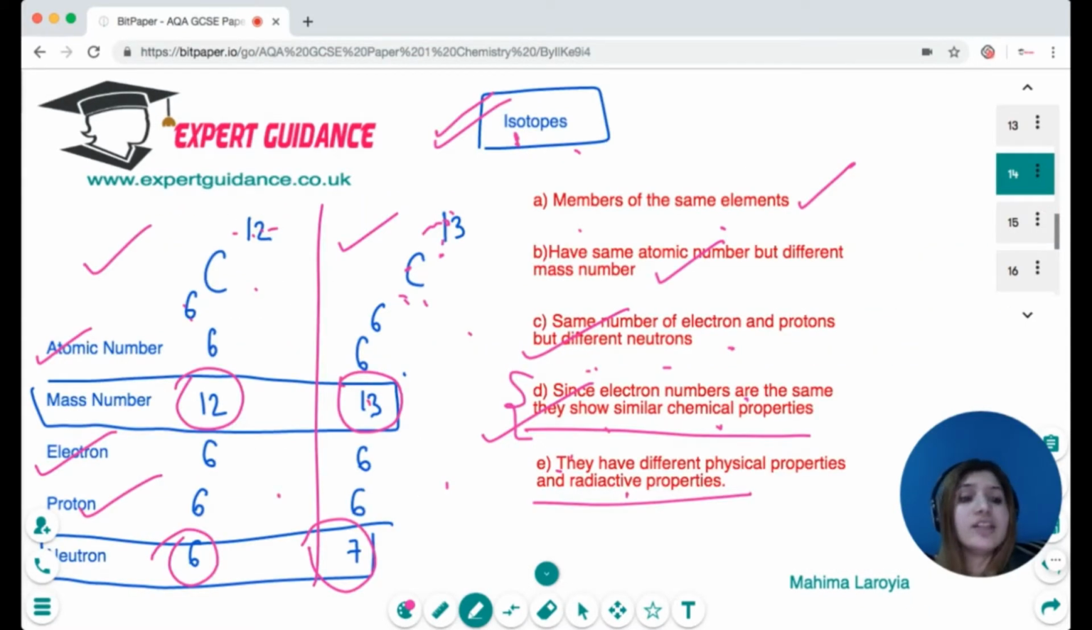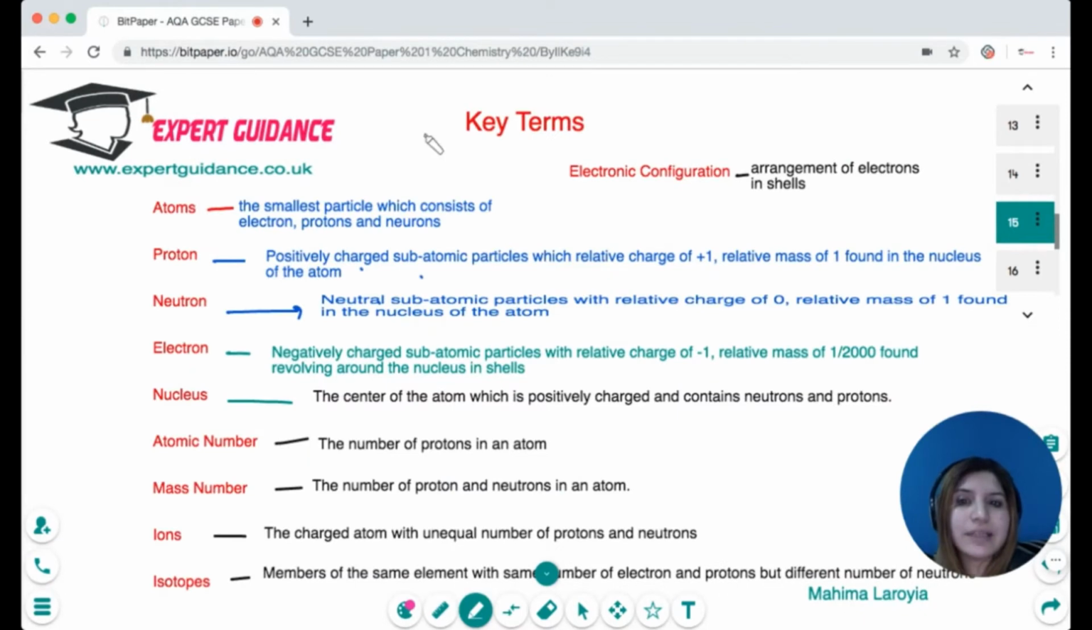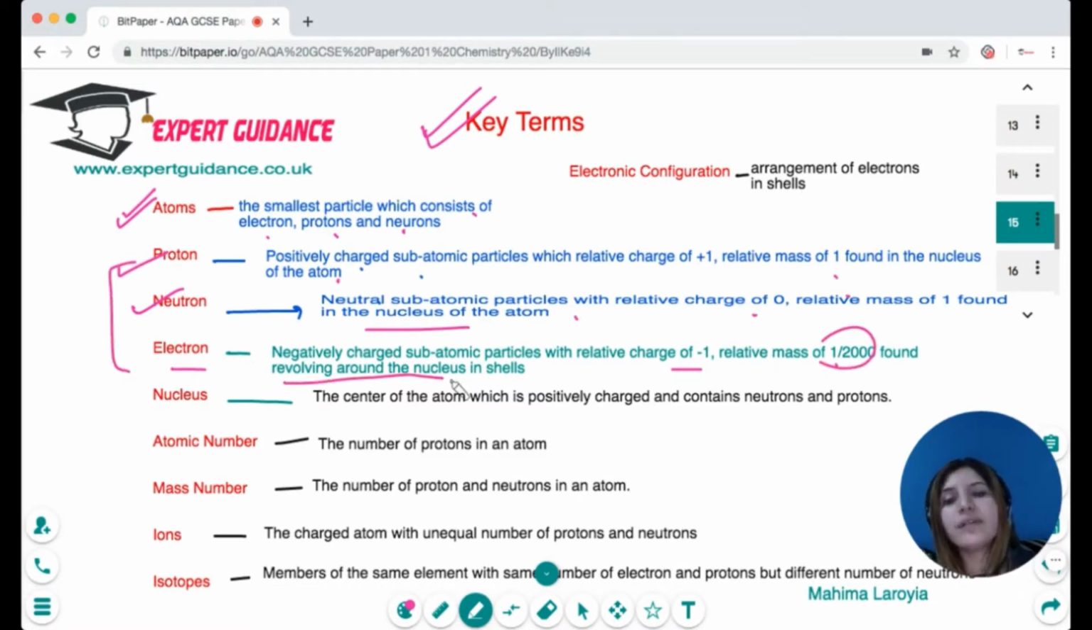Now, this is all you need to do in this topic. Here I have tabulated the important key terms of this topic. We have seen what an atom is: the smallest particle, consisting of electron, proton and neutron. A proton is a positively charged subatomic particle with a relative charge of +1, relative mass of 1, found in the nucleus of the atom. A neutron is a neutral subatomic particle with charge 0, relative mass 1, found in the nucleus. An electron is negatively charged with relative charge -1, relative mass 1/2000. Remember that table. It is found revolving around the nucleus in shells.